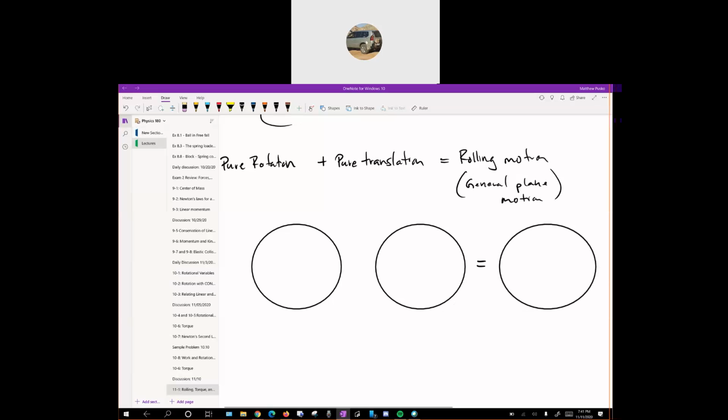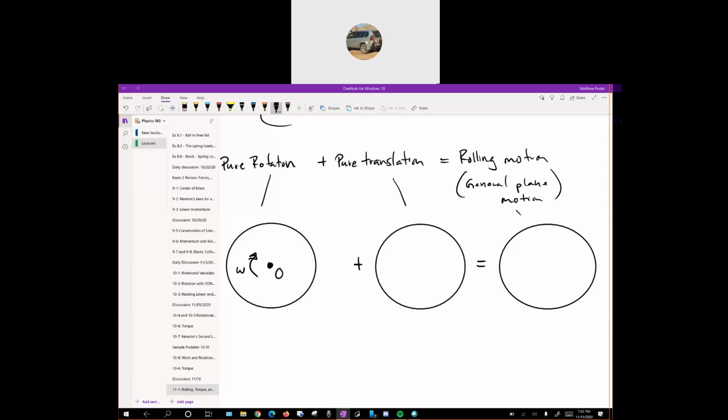All right, so we're going to look at the pure rotation on the first circle. The second circle is going to represent our translation, and then all 3 put together is going to represent our rolling motion. So if we look at a pure rotation, it's rotating about the center, and we can look at it in a different way in a moment. But for now, let's just say it's just rotating about this point O with some angular velocity omega.